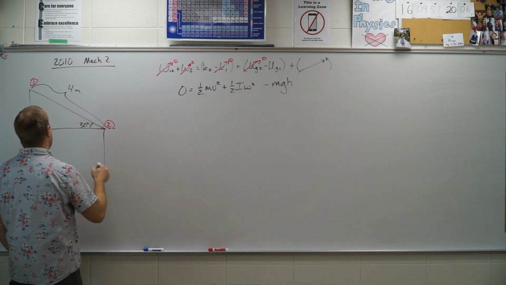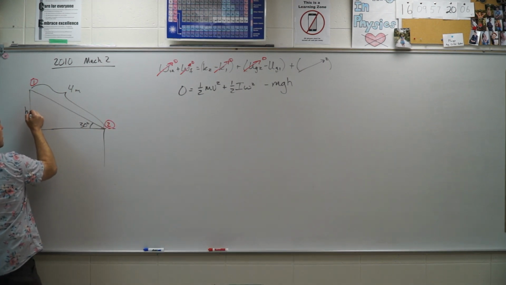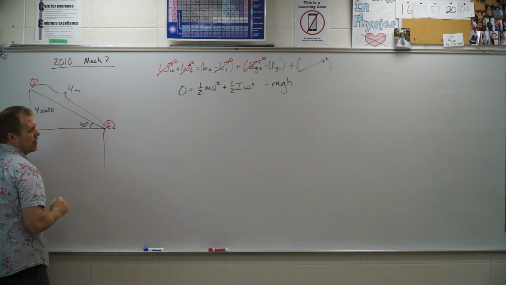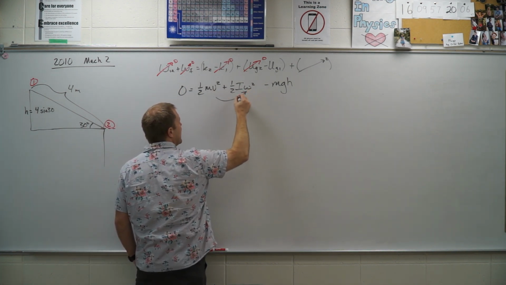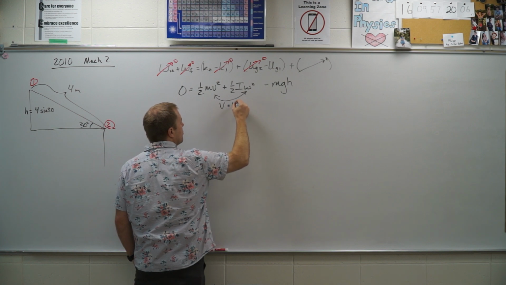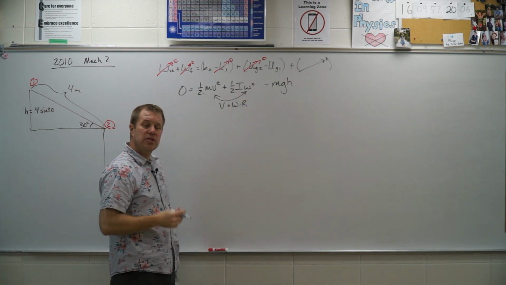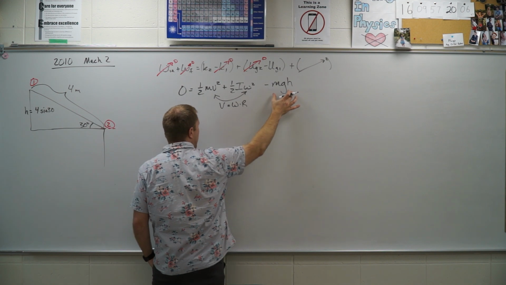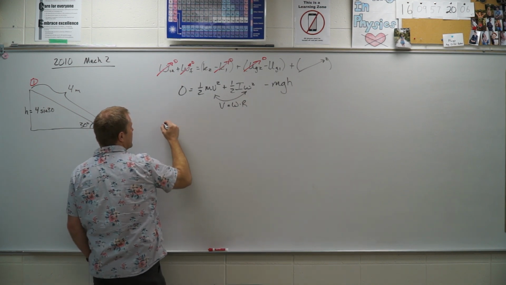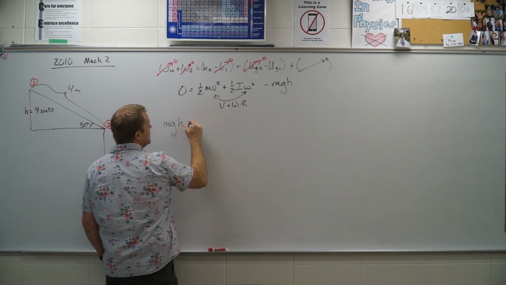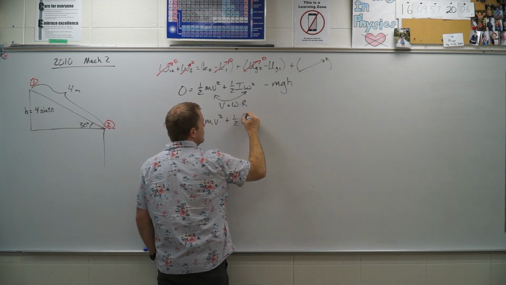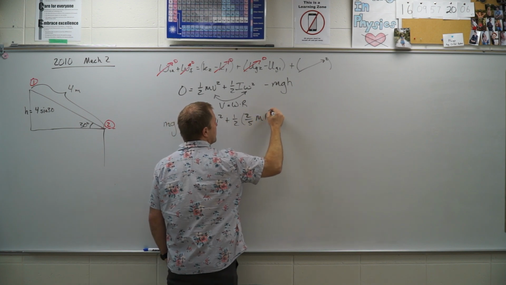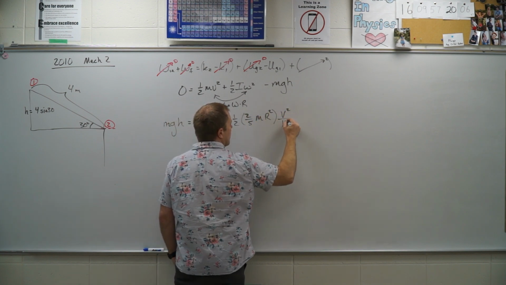Now for the height, I will have to figure out this height over here. And so I'll see that it's 4 times the sine of 30. That will be my height. Because it's rolling without slipping, I can relate these two with v is equal to omega times r. So let's make some substitutions here. I'm going to move this mg over to the other side. So I have mgh is equal to 1/2 mv squared plus 1/2 times 2/5 mr squared v squared over r squared.